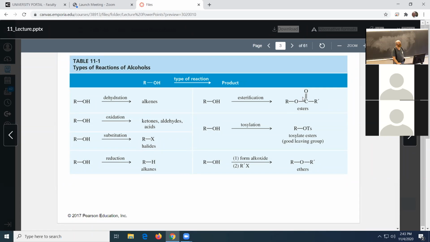Okay, there's various reagents. In this particular chapter, we'll talk about using carboxylic acids with alcohols to form esters. And we'll talk about converting alcohols to what are called tosylates. The tosylate is actually a type of ester. And there's a hint here why we do that. OH is really a poor leaving group, but tosylate is a good leaving group. So now we can do a lot more substitution reactions with the tosylate. We can also use alcohols to make ethers.